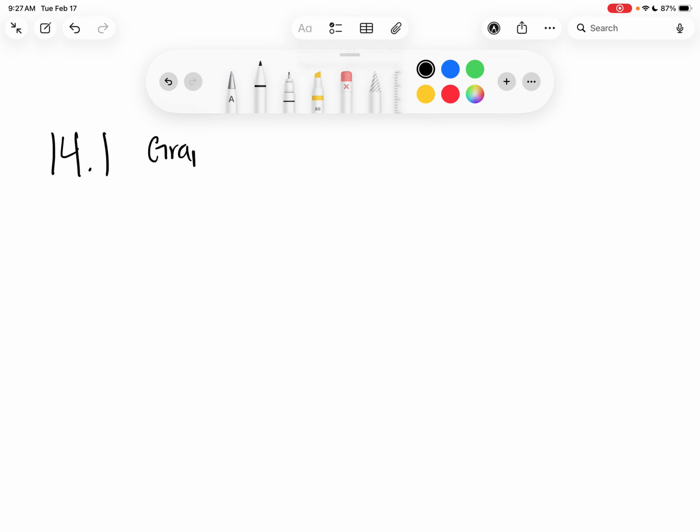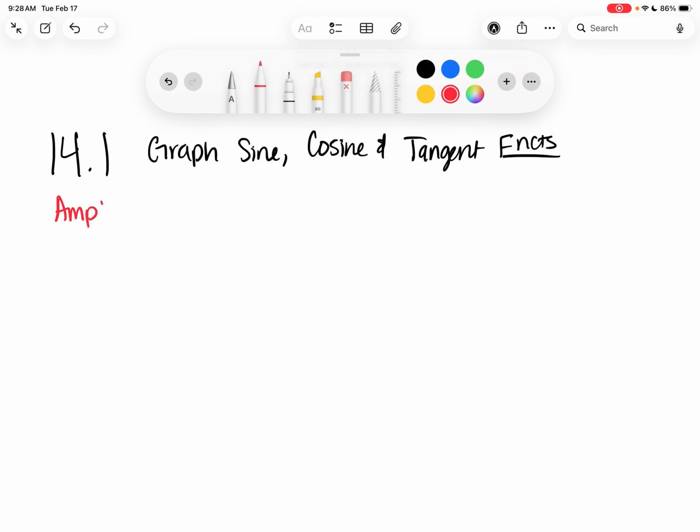14.1, graph sine, cosine, and tangent functions. So since apparently this part was missing from your notes, we're going to add it really quick. Where did I place my pencil? Amplitude and period.